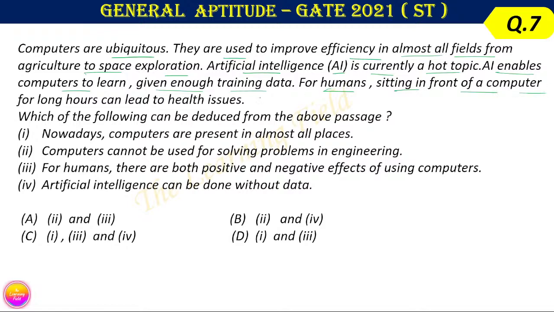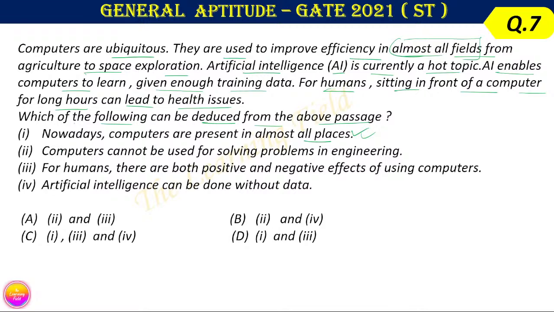Sitting in front of a computer for long hours can lead to health issues. Okay, so this is the paragraph. Now, which of the following can be deduced from the above passage? One statement is: nowadays computers are present in almost all places. Yes, this can be the correct option, because it is given that they improve efficiency in all fields and in all places. These two are nearly similar in meaning.